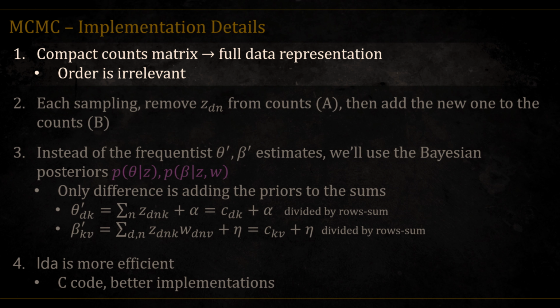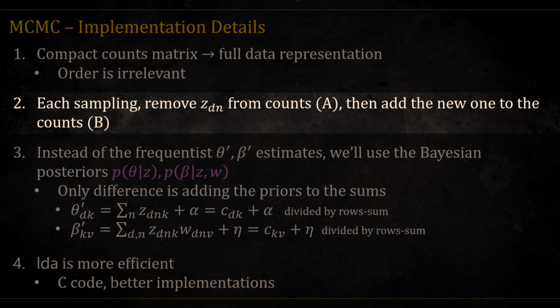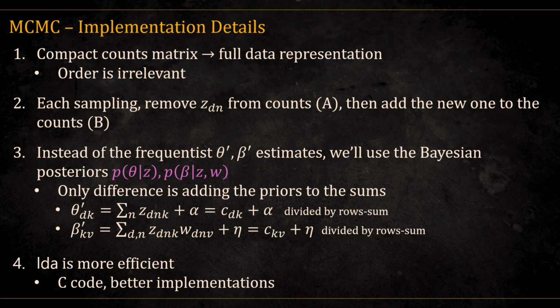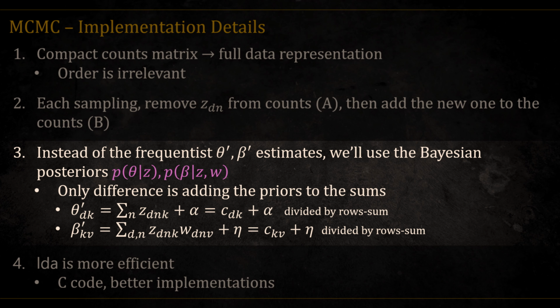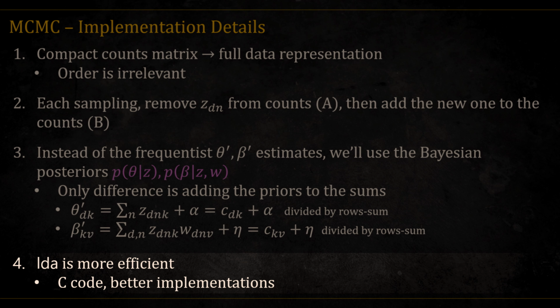Word order is irrelevant. Second, during sampling, we remove the current assignment from the counts, sample a new topic, and then add it back. Third, the formulas shown earlier use raw counts. In the Bayesian version, we simply add the Dirichlet priors. Finally, the code I'll present is a simple educational version. The LDA package is implemented in C and is much faster.